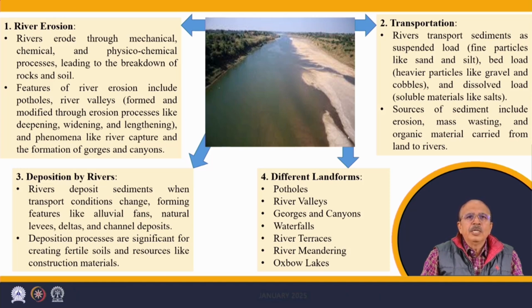Third is the deposition by rivers. Rivers deposit sediments when transport conditions change, forming features like alluvial fans, natural levees, deltas, and channel deposits. Deposition processes are significant for creating fertile soils and resources like construction materials. And the different landforms made by the geological work of rivers are potholes, river valleys, gorges and canyons, waterfalls, river terraces, river meandering, and oxbow lakes.